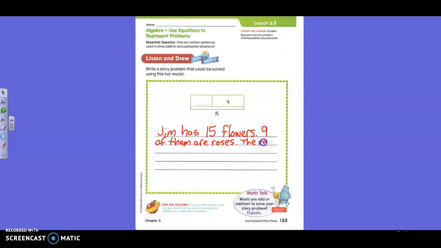The rest of the flowers are daisies. Okay, so what should our question be? What should our question be for our word problem? Is that a comma after daisies? No, period. How many daisies are there?